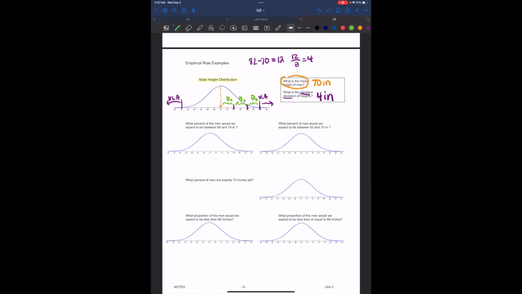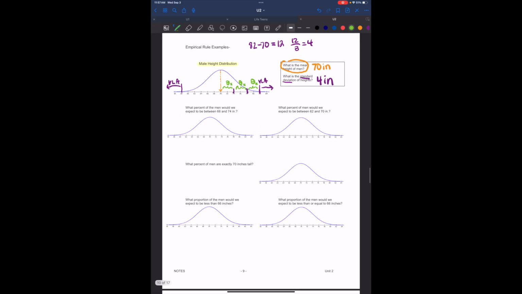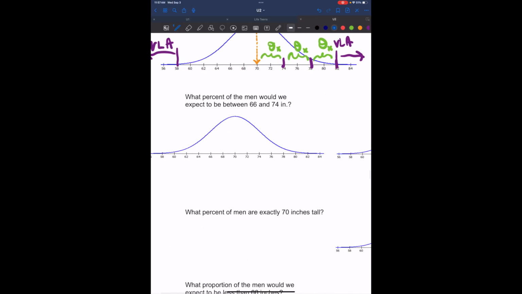All right, now that we know our attributes of normal curves, let's go and see if we can answer some questions. The first question says, what percent of men would we expect to be between 66 inches and 74 inches? So let's go find 66 inches. Here it is. And let's go find 74 inches. There it is. And we need to know this section right here. How much area is under the curve?